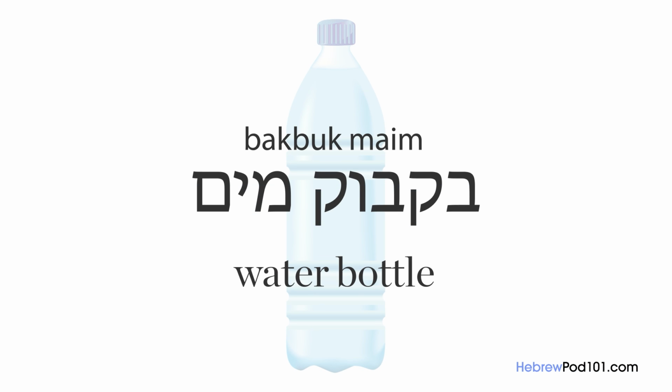Let's look at a simple example. The compound water bottle. A water bottle is a bottle of water. In this compound, the main noun is the second word, the bottle, and the first word describes the noun. In Hebrew, it will be pretty much the same, except that the first word will be the main noun and the second will be the description. So, in Hebrew, water bottle will be bakbuk maim. Bakbuk meaning bottle and maim meaning water.